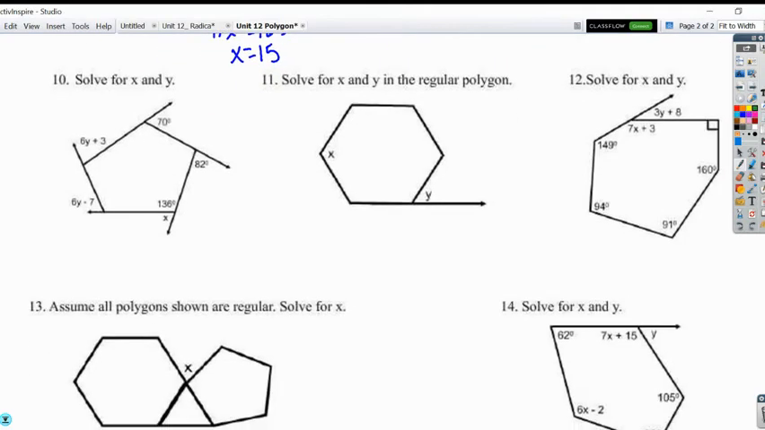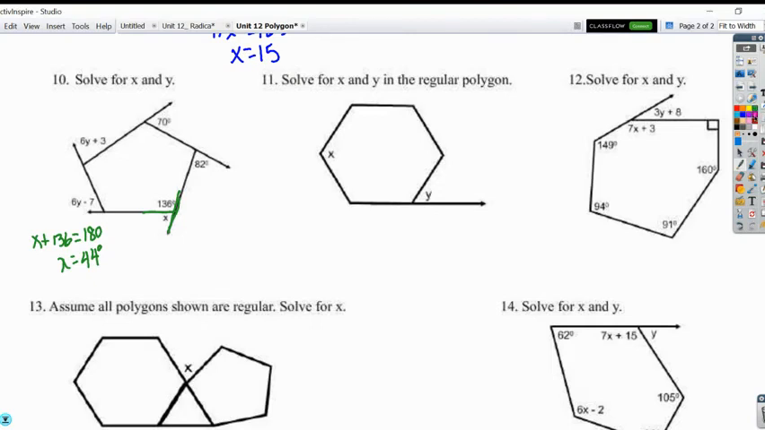So in this number 10, trying to solve for x and y, when you look for x, I hope you recognize that that is an exterior angle, so it's going to be a linear pair. So my x and my 136 together have to equal 180 degrees. That means x must be 44 degrees.